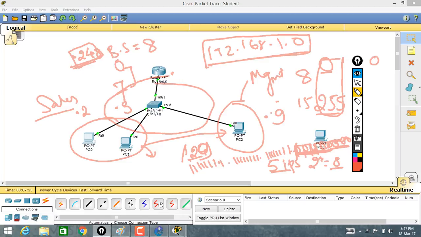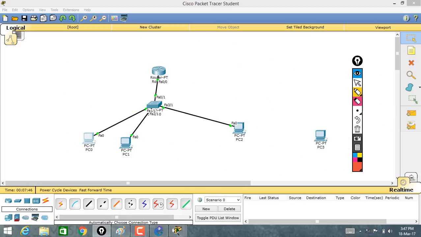subnetting: 0 till 7, then 8 till 15, and it will go on till 255, with blocks like 21, 22, 28, 29. So it is like this. This is what we are doing in subnetting.